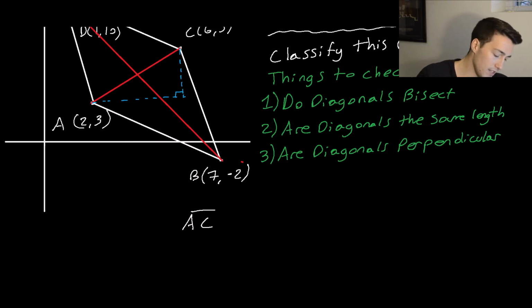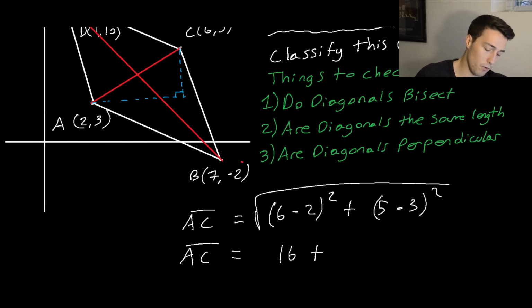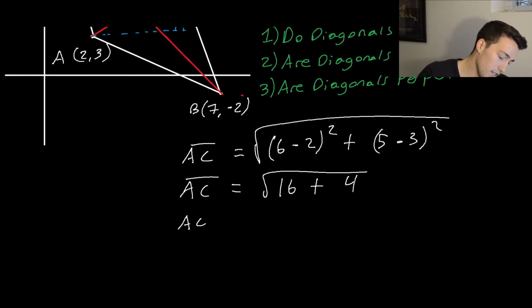So here the length of AC is going to be, I guess we'll do the x's first, 6 minus 2 squared plus 5 minus 3 squared, and all that is under the square root. Well, 6 minus 2 is 4, so 4 squared is 16. Plus 5 minus 3 is 2, so 2 squared is 4. And that's all under the square root. So we're going to get line AC to equal root 20.